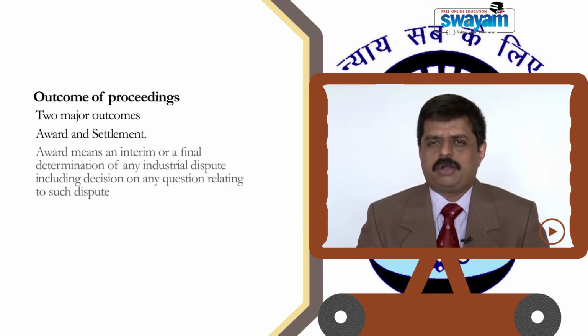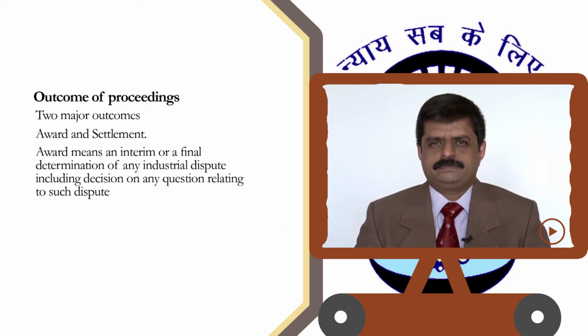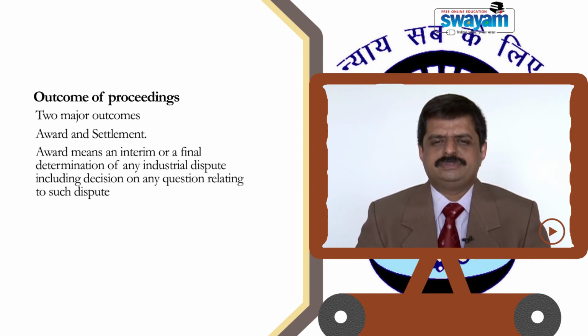Now, if you take award into consideration, the adversarial systems, that is labor court, industrial tribunal, national tribunal, and arbitration, end with an award. So, it is a final or interim determination of an industrial dispute by any of these authorities. And once the award is pronounced, the award is produced before the appropriate government for its enforcement.